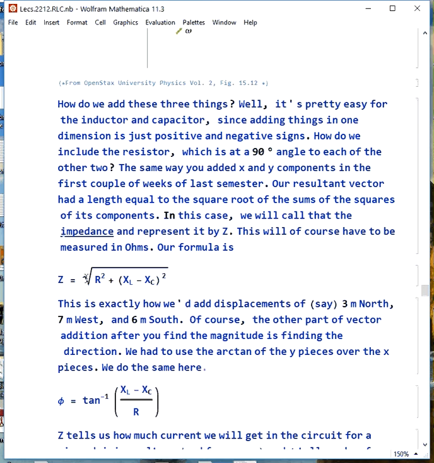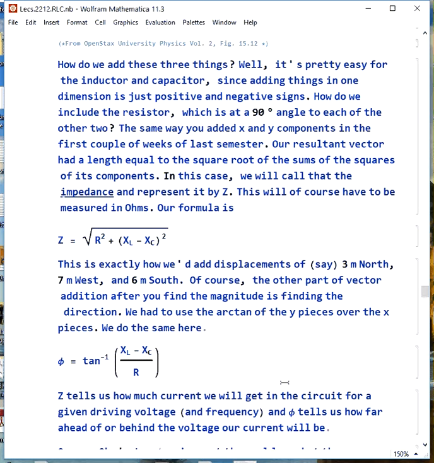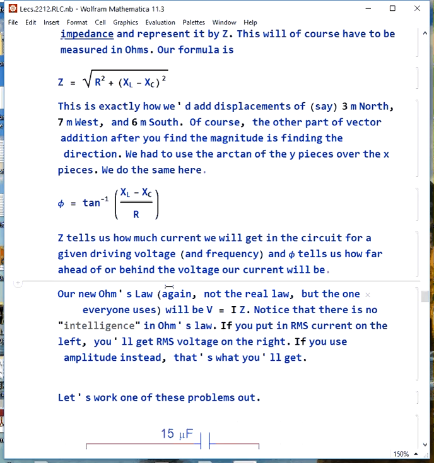This is the same way we would get a net displacement out of three displacements to the north, west, and south, for example. Now, you remember this from vector addition, but the other part of it is you have to find the direction that the new vector points, and we had to use the arctangent of y over x to do that. We do the same thing here, where this is our y piece and R is our x piece. So Z is telling us how much current we get in the circuit for a particular driving voltage and frequency, and phi tells us how far ahead of or behind the voltage our current will be.